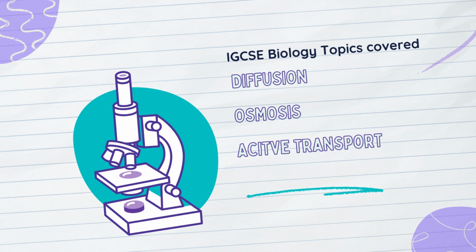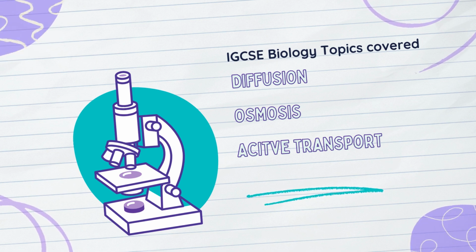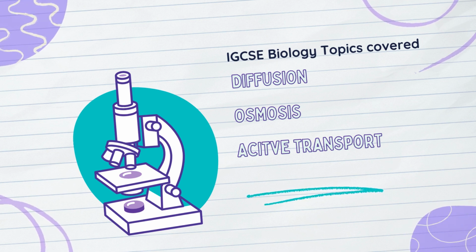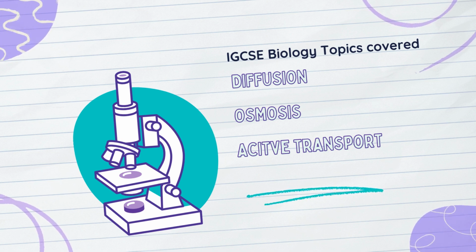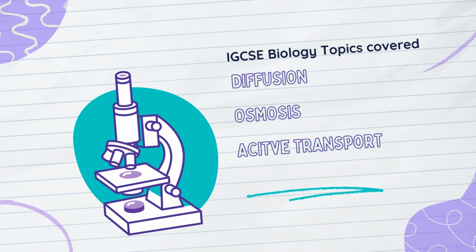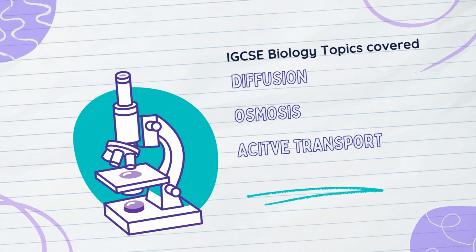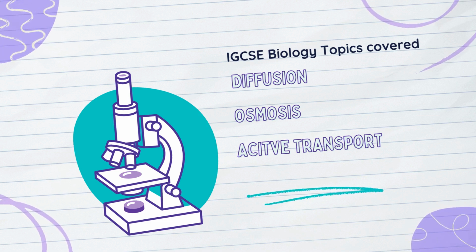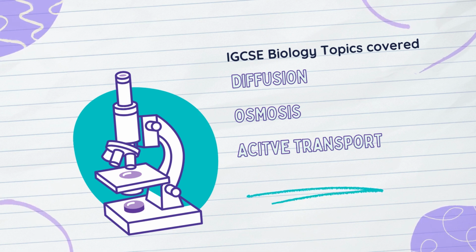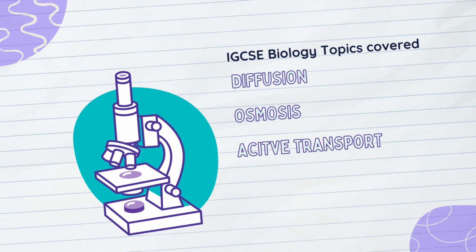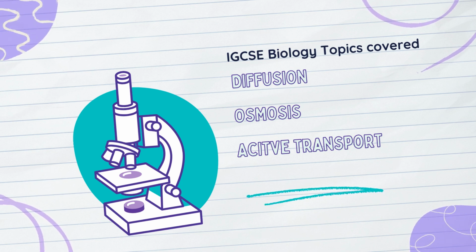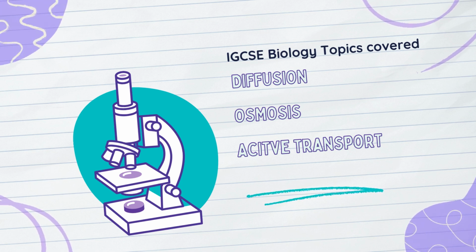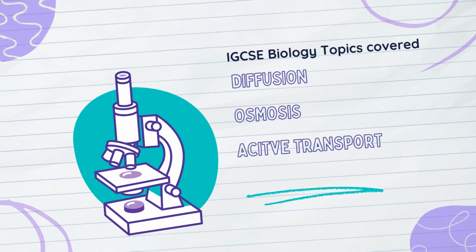But what if a cell needs something that's already more concentrated inside than outside? Or there's just very little of it outside. It can't go downhill then. Does it just miss out? No. Cells have a way. That's where active transport comes in. This is fundamentally different. How so? Because active transport moves substances against their concentration gradient, from a region of lower concentration to a region of higher concentration. So it's moving stuff uphill.